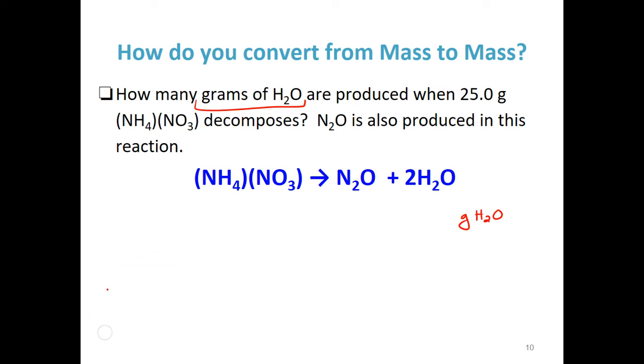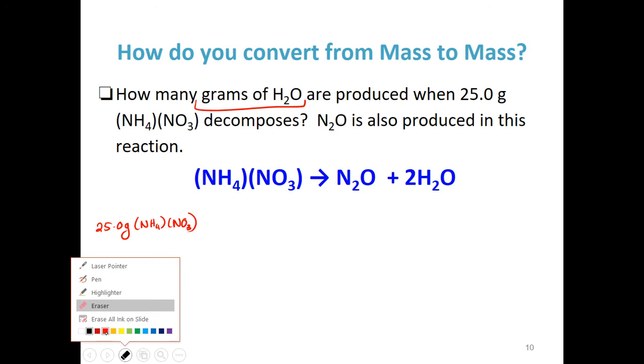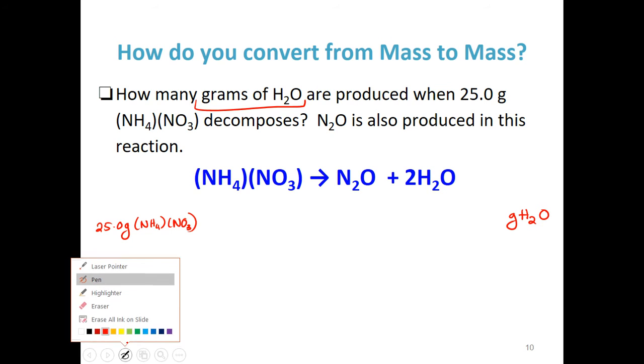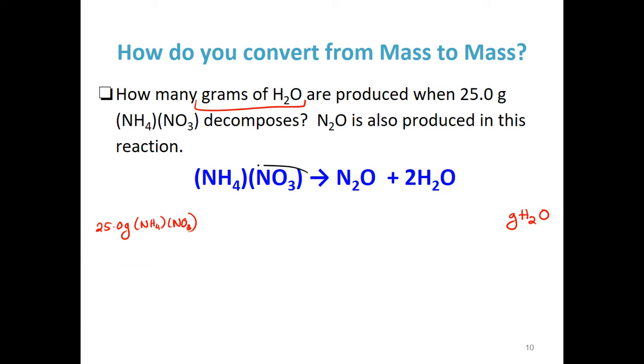So they have given us 25 grams of NH4NO3. We're starting with mass, we're ending with mass. Okay, so this is a mass to mass conversion. If it's a mass to mass conversion, we must always go through moles. So the two components that we are comparing are ammonium nitrate and water. We will have to write the mole ratio because we're going to be comparing these two things in just a minute.